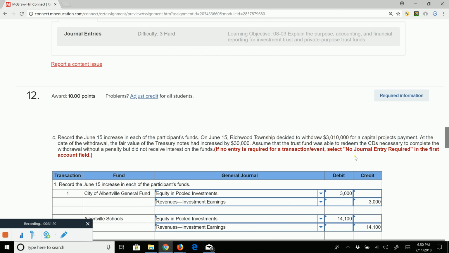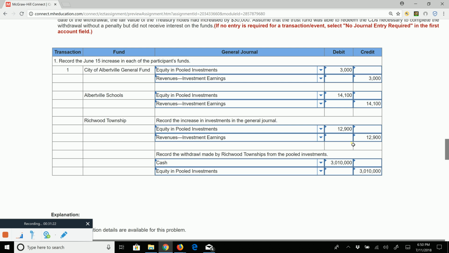So the journal entry also on Richwood Township, in addition to their $12,900 allocation of the $30,000 increase in the T-note, they're also going to receive a cash distribution of $3,010,000: debit cash, and their investment, their equity and pooled investments, goes down. All right, so that's the journal entry.